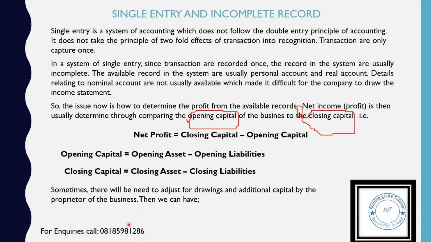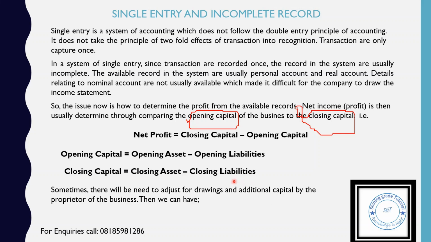Sometimes there might be issues of drawings and additional capital. During the period, the owner of the business might have withdrawn some goods or some property of the business, and the owner might also have introduced additional capital in the period. That as well affects capital.